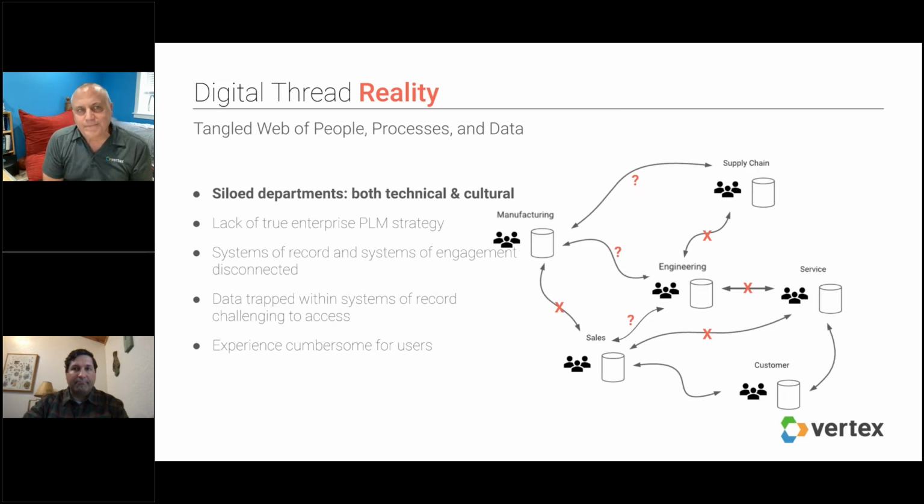So if you think about digital thread and digital twin, on the right side is a very high-level layout of different groups and personas. The whole point is to show that there's confusion or broken connectivity across the classic personas, whether it's manufacturing, engineering, sales, that sort of thing. The first bullet point talks about departments being siloed, both technical and cultural.